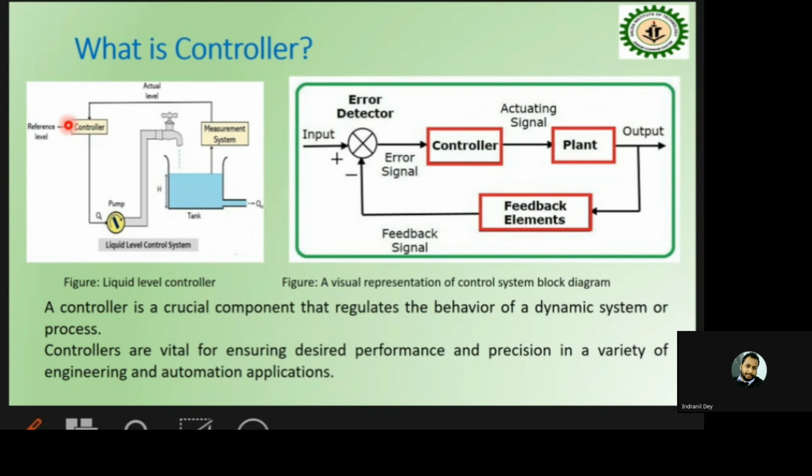So this is the operation of a liquid level control system, where a controller acts as the brain of this particular process to bring the process to the desired level. So in terms of controllers, we can say controllers are very vital for ensuring the desired performance and precision in a variety of engineering and automation applications.